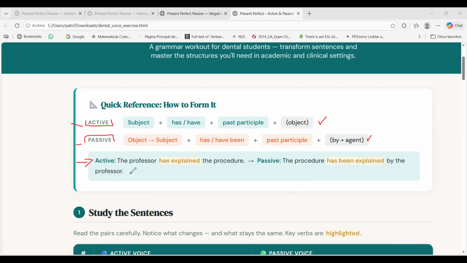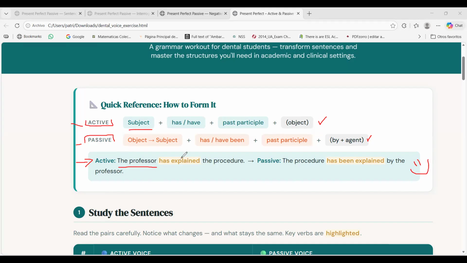Active, the professor has explained the procedure. Passive, the procedure has been explained by the professor. Thank you. Okay. So here you are, my dear participants, the structure. The professor. It is the performer, the subject.